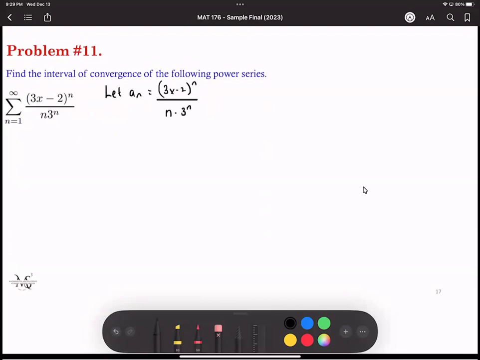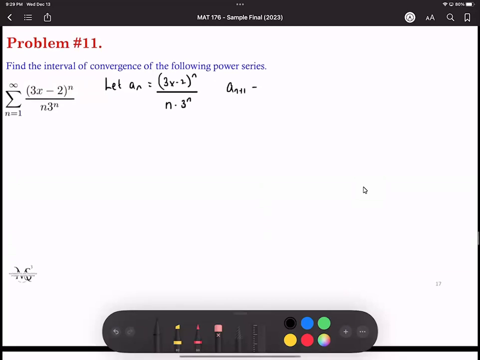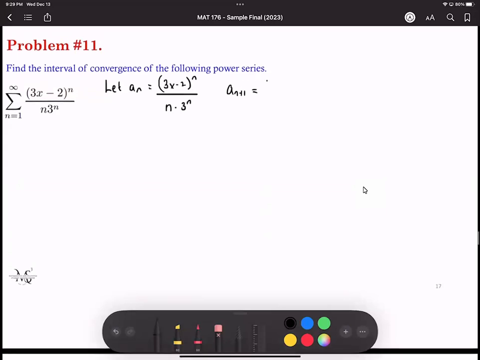Now, because we will essentially need to apply a ratio test, because the absolute value of a_(n+1) over a_n must always be less than 1 for it to converge, then let me just write out what my a_(n+1) is. All right, so a_(n+1) means that wherever I see an n, attach n + 1. So we have (3x - 2)^(n+1) divided by (n + 1) times 3^(n+1).